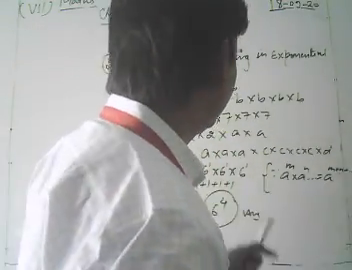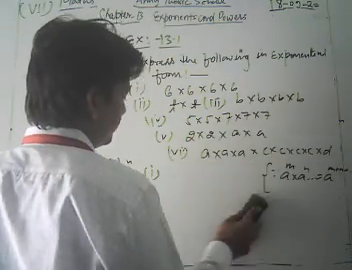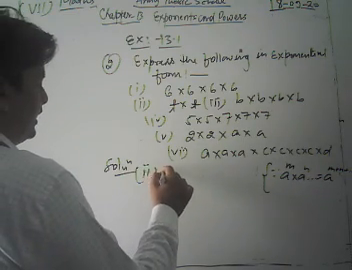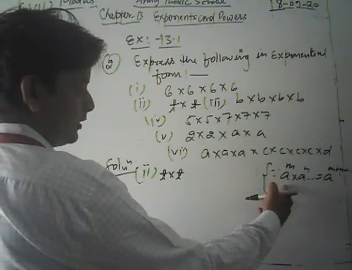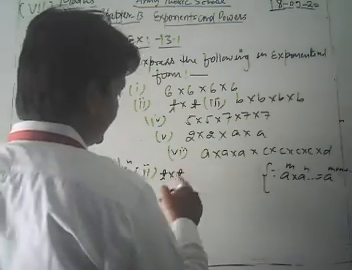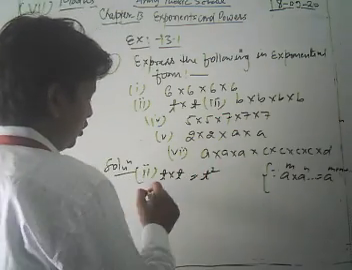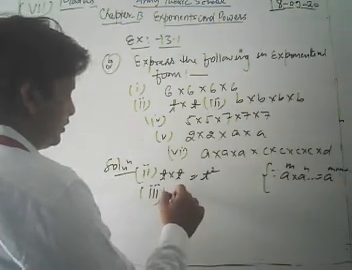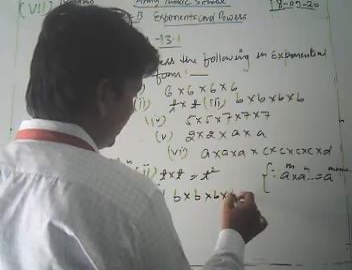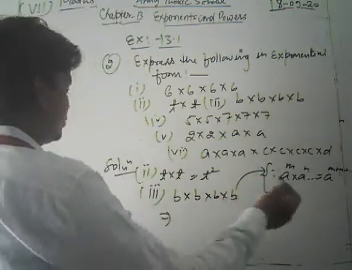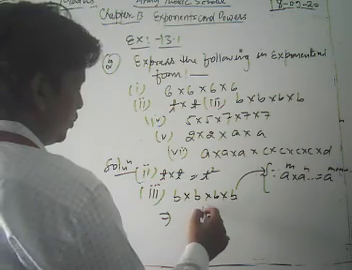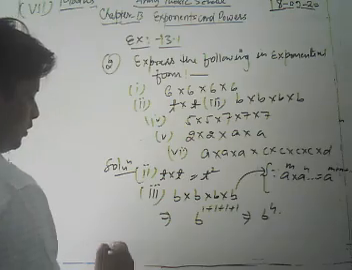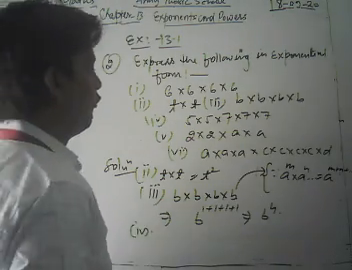Now we take and solve the second part of this question, t into t. Here again we apply the laws of exponents, so we get t to the power 2. Now we take the third part, which is b multiplied 4 times. We write b into b into b into b, apply the laws of exponents, and get b to the power 1 plus 1 plus 1 plus 1, that is b to the power 4.